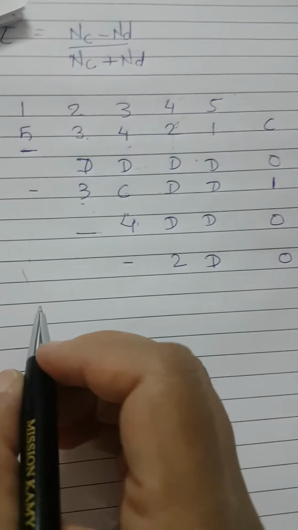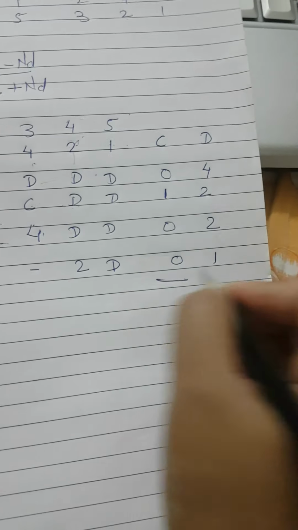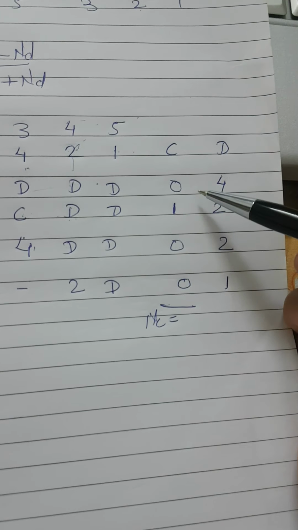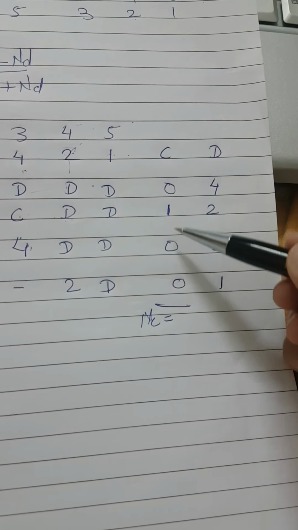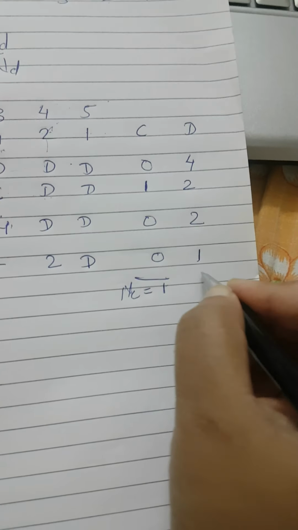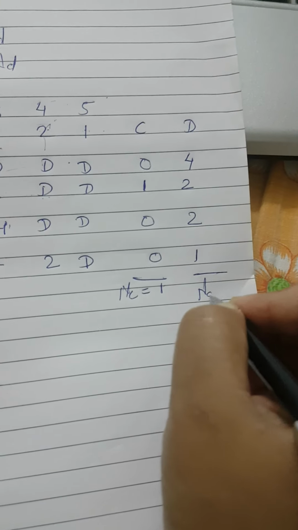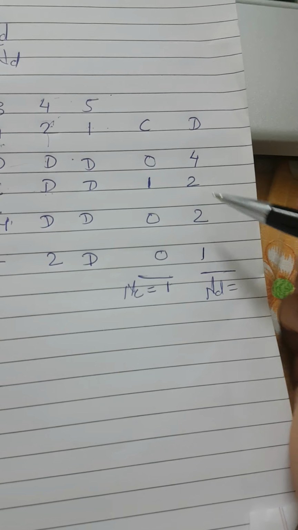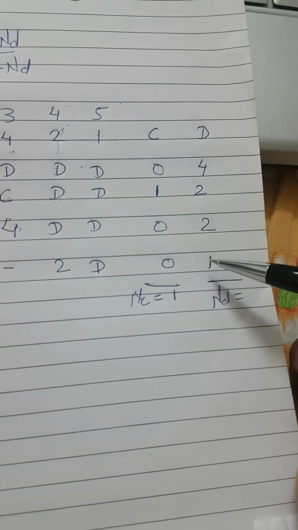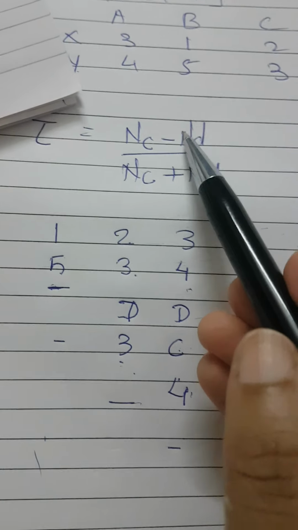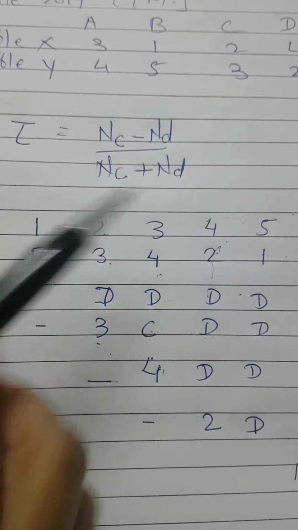So let us calculate the total number of C's. If you see here NC, the total number of C's is 1. All the C's we have to add, so only 1 C. And what about D? ND is the addition of all these: 4 plus 2, 6. 6 plus 2, 8. 8 plus 1, 9. So now our formula is NC minus ND upon NC plus ND.